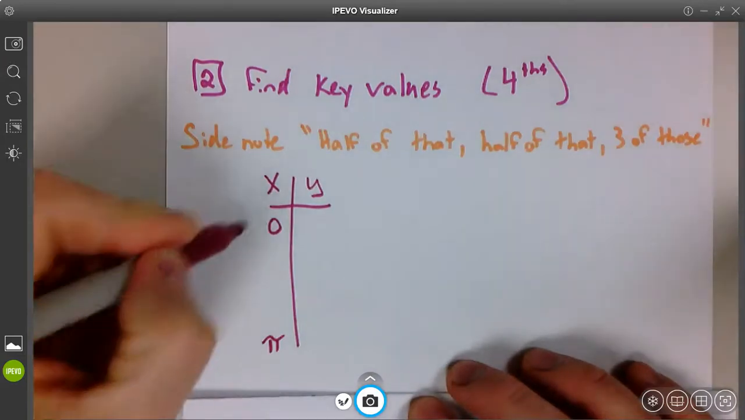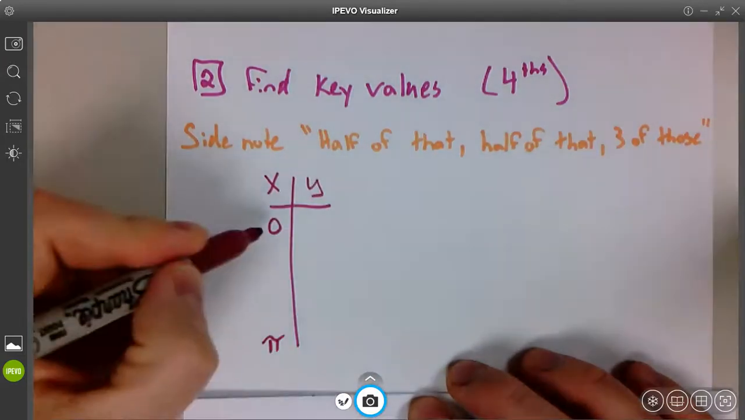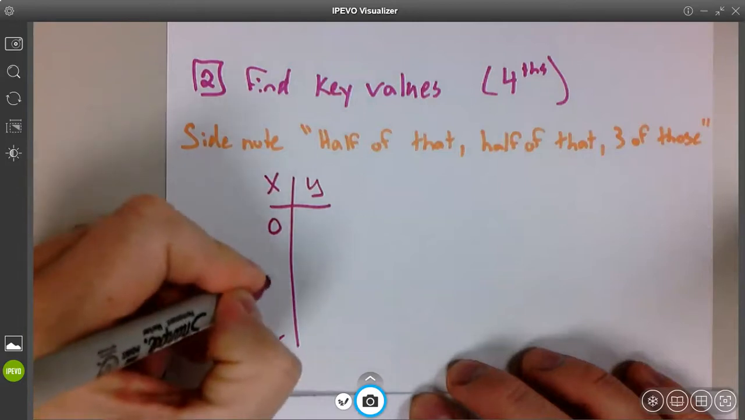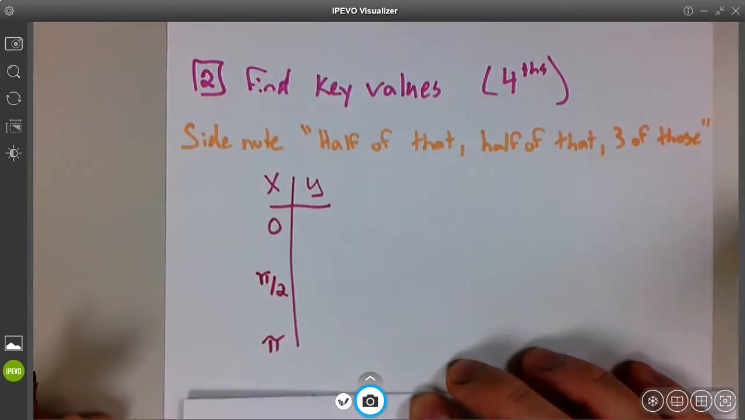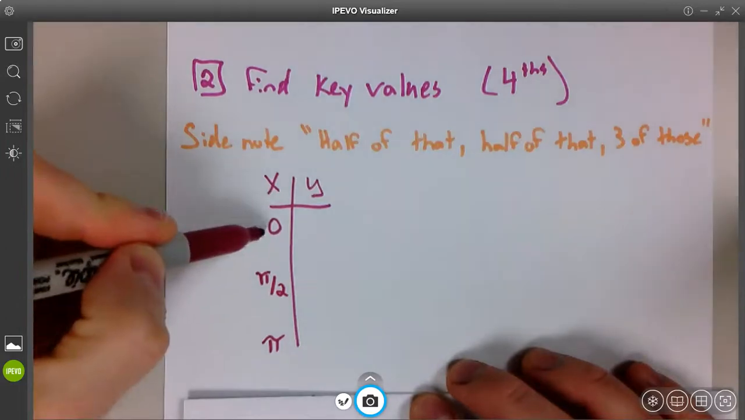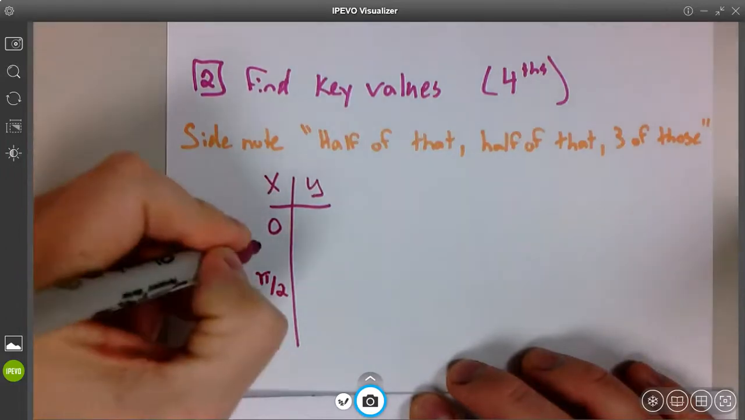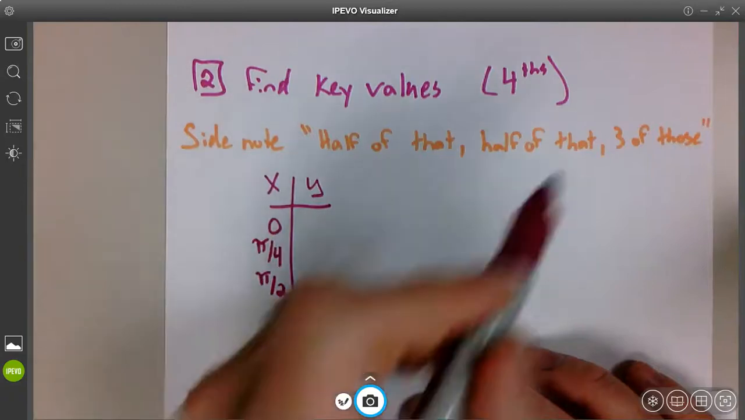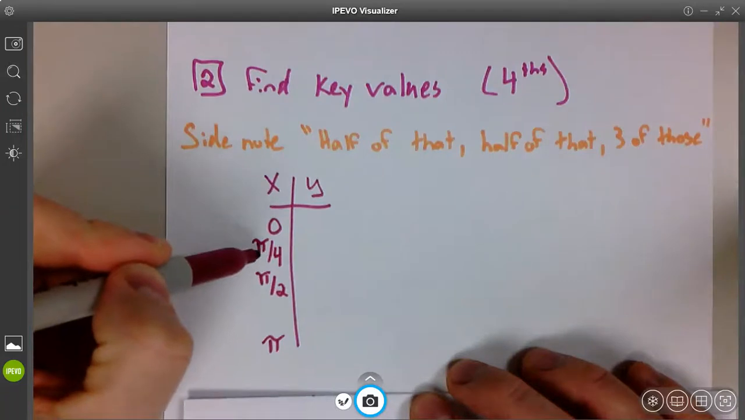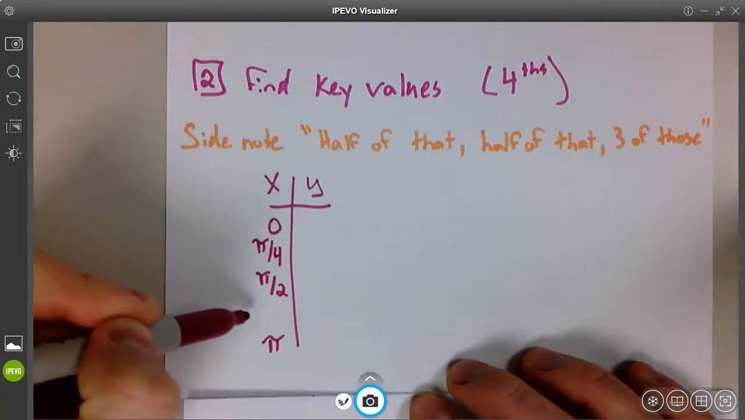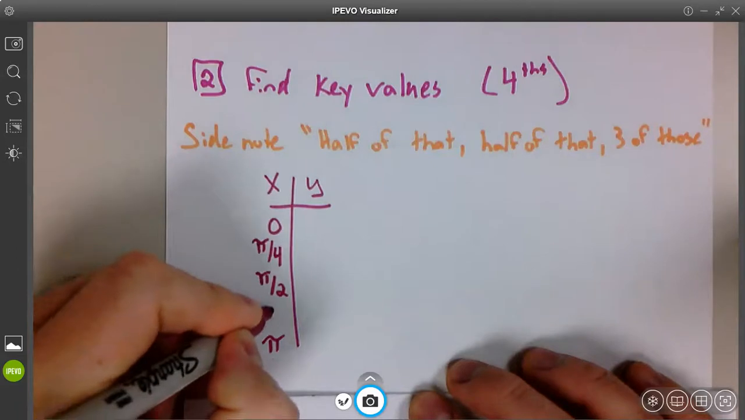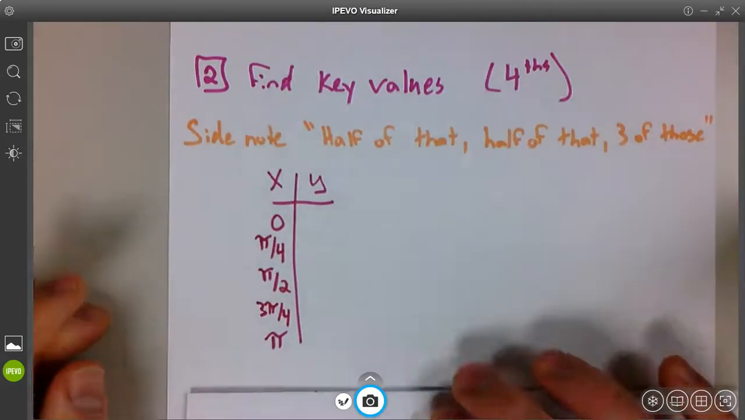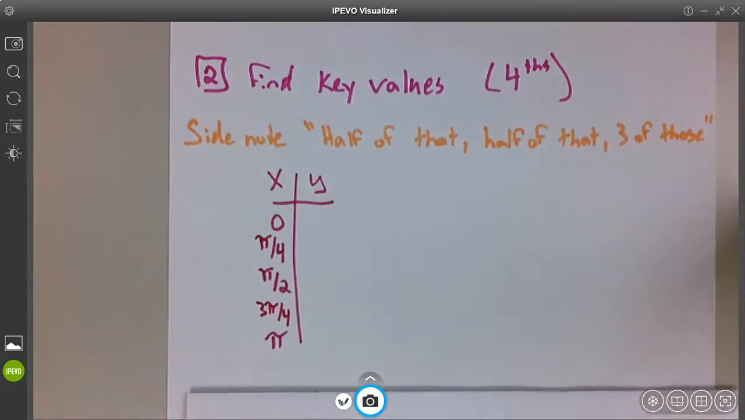Now halfway in between those is half of that thing. What is halfway between 0 and pi? Well, that's pi over 2. Okay? Then I'm going to do it again. What's halfway between 0 and pi over 2? That's pi over 4. We're just cutting them in half. Then finally, the 3 of those. I want 1 pi over 4. This would be 2 pi over 4. And this blank spot is for 3 pi over 4. And we've effectively just broken up the period, which was pi, into fourths. So I have my fourths.